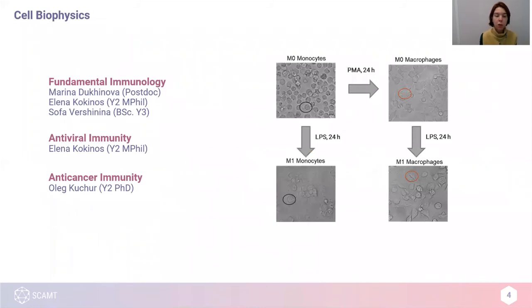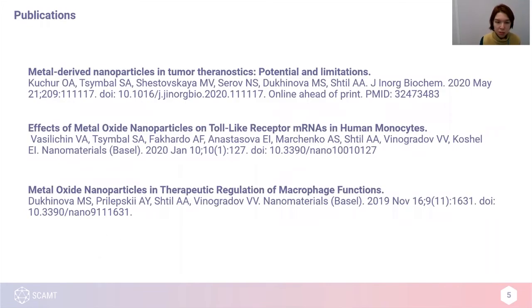Yes, we have a broad direction of immunological projects which are relevant to fundamental immunology and transcriptional regulation of different cells, such as mononuclear macrophages and lymphocytes, with particular emphasis on antiviral immunity and anti-cancer immunity. Next slide, please. We have a number of publications which you can address if you're interested in our research. The next slide.